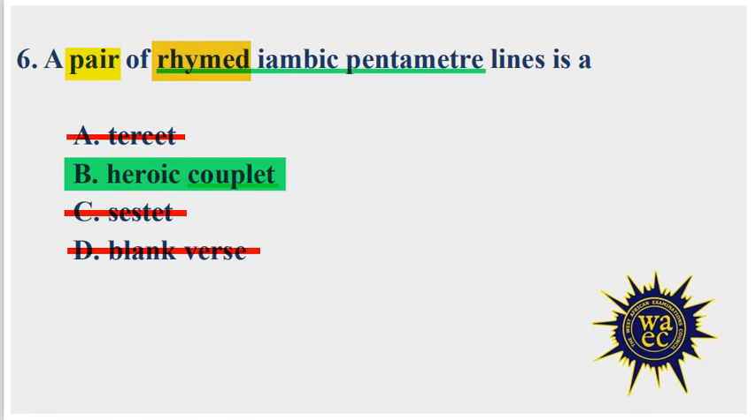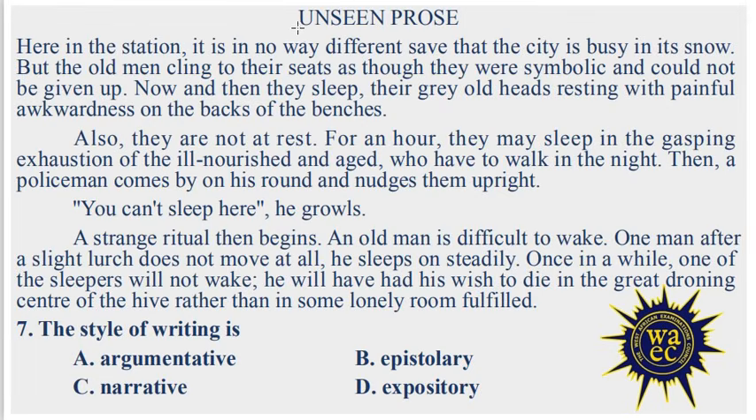Let's see question 7. It is based on unseen prose. We have an unseen prose here, a short passage. Read the passage and answer the question on it. Here in the situation, it is in no way different save that the city is busy in its snow. But the old men cling to their seats as though they were symbolic and could not be given up. Now and then they sleep, their grey old heads resting with painful awkwardness on the back of the benches.